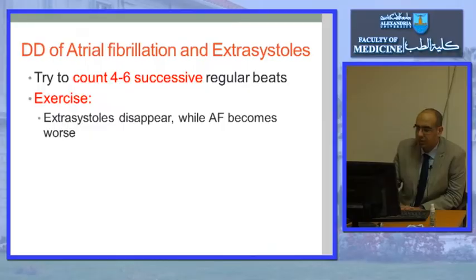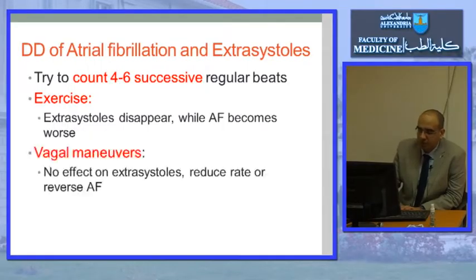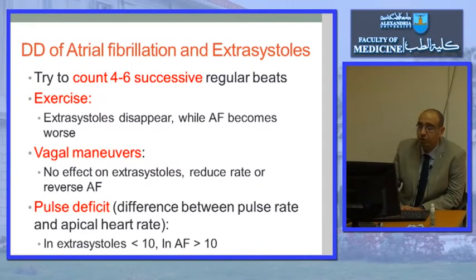If I count 4 to 6 successive regular beats, it is mostly extrasystole. If we do exercise, extrasystole will disappear, while atrial fibrillation will become worse. Vagal maneuvers will have no effect on extrasystole, and they will decrease the atrial fibrillation.